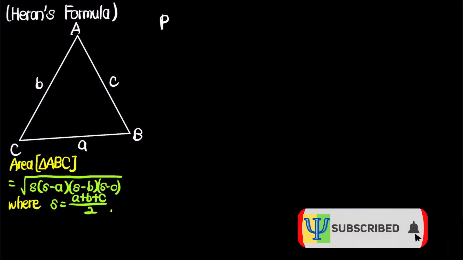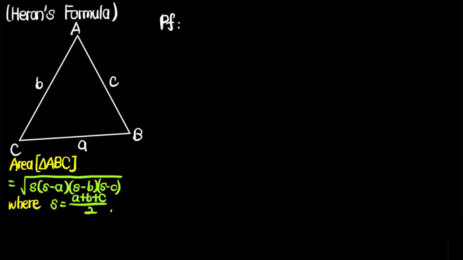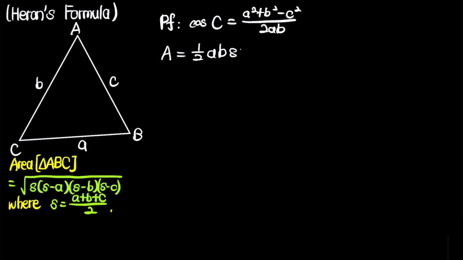So for the proof over here, we will first note that the cosine of the angle C is equal to (a squared plus b squared minus c squared) over 2ab. And this is just by the cosine rule. So now we have that the area, which we'll denote as A, is equal to 1/2 ab sine C.